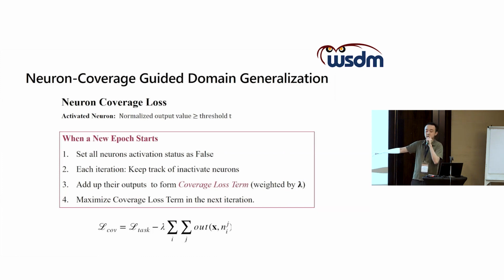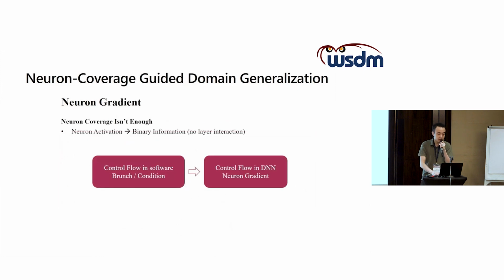Here, as you can see, we treat this neuron coverage as a regularization term during the training, together with the task-specific loss, for example the cross-entropy loss. In this case, we expect that we can somehow reduce the errors caused by these inactive neurons for this generalization issue. But is it sufficient to only consider the neuron coverage? Actually, it is not.